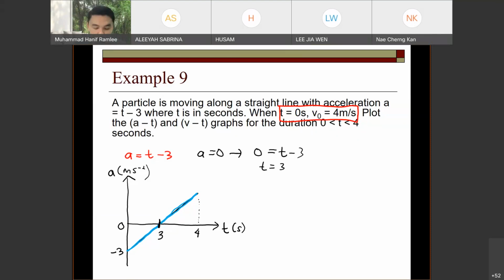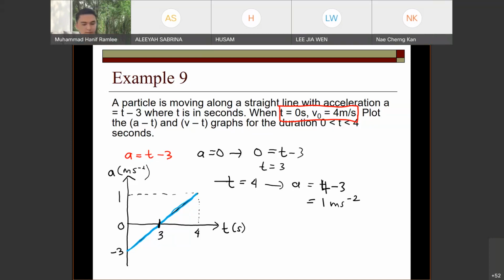And then don't forget to determine this maximum at t equal to 4. So you can put t equal to 4 into the equation. You will get a, t is only 4 minus 3, equal to 1. So this is 1.